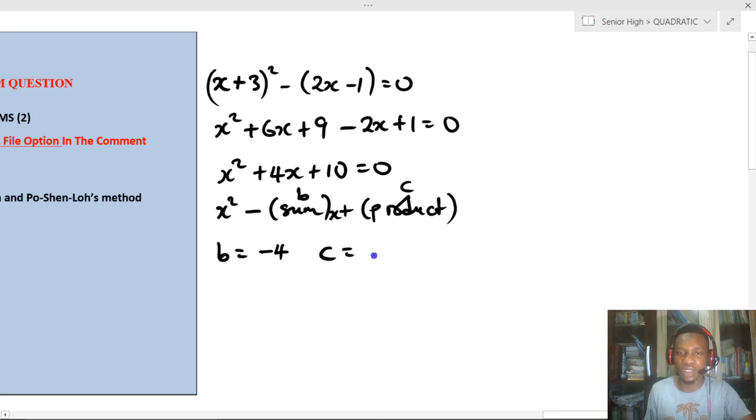Now our c will be what? Our c always remains the same. So our c, if here is plus 10, our c will still give you 10, because multiplying a plus sign will still give you 10. So that's where it ends. So let's solve this one fully using Po-Shen Loh's method.